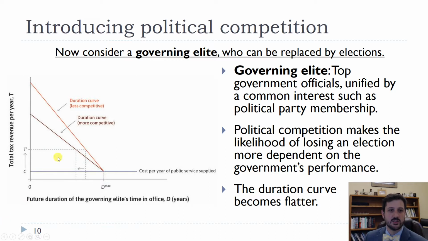And so the more competitive that is, that will lead to a flatter duration curve, meaning that they can't tax as much, right? And that means they can get less political rents. Whereas if there is less competition, might be a single party country, a single party system, then they will have a steeper duration curve. They'll be able to tax more.